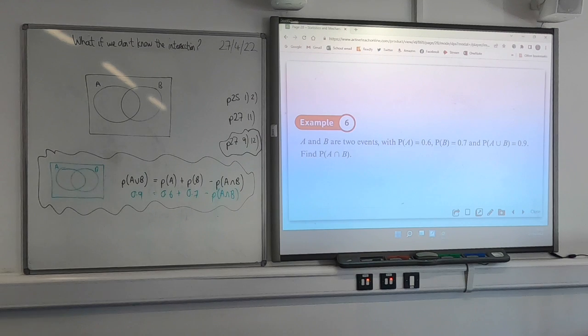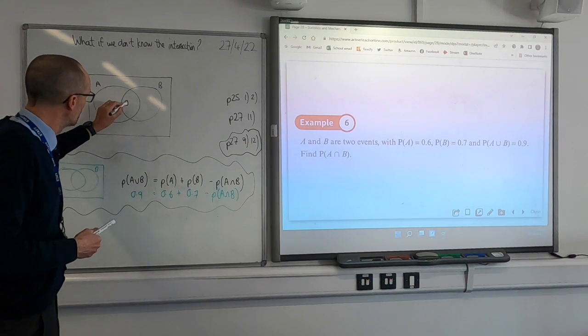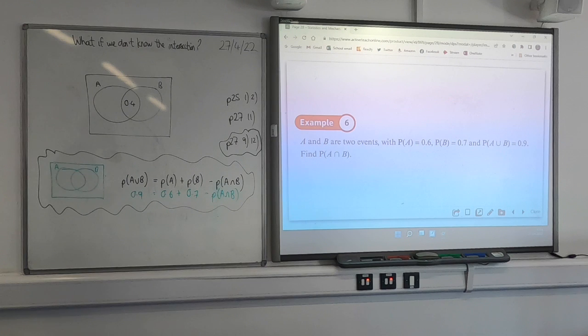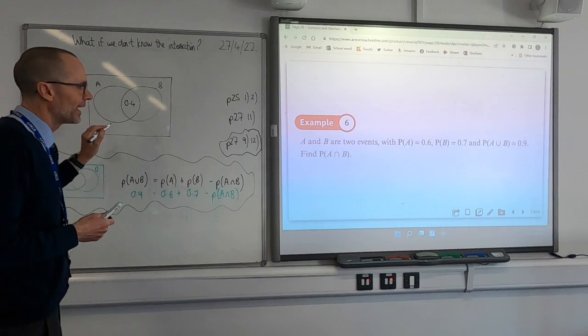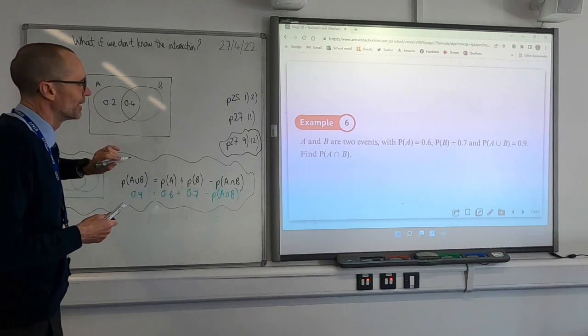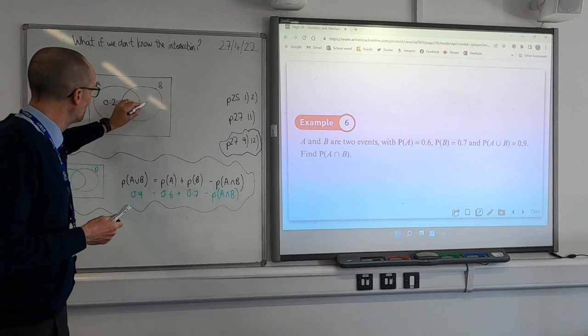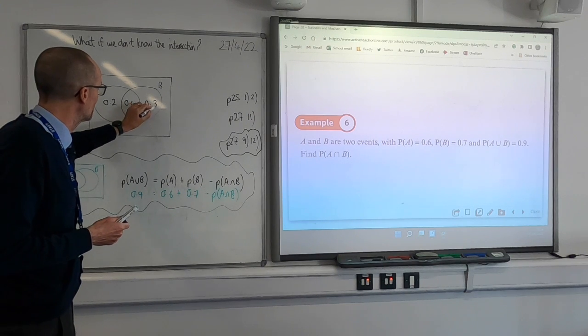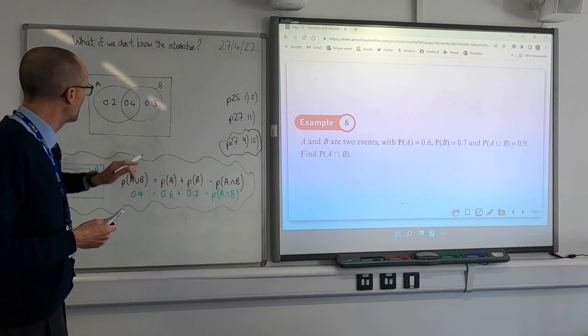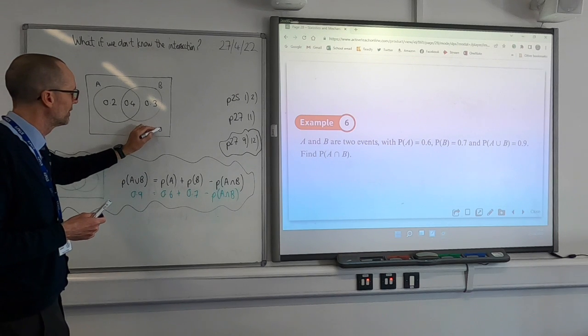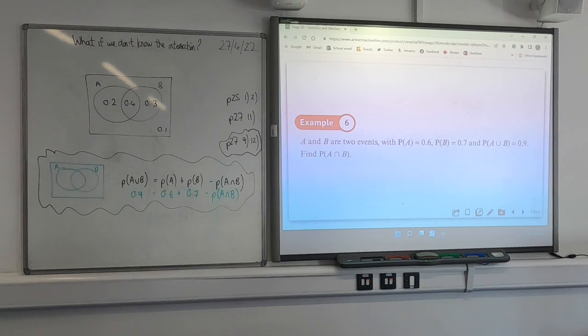So hopefully you can see therefore that the intersection has to be 0.4, which you may well have been able to see anyway. That was how much bigger the probability of A plus the probability of B was than the probability of A union B. Now we're off to the races, because the probability of A is 0.6, so I need to put a 0.2 there. Probability of B is 0.7, so that's going to be a 0.3. Altogether there, I've got 0.9. And in terms of the question, A intersection B was 0.4.